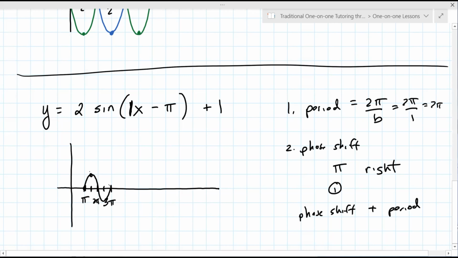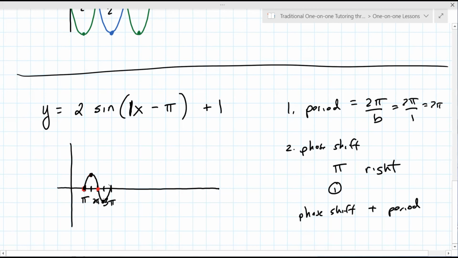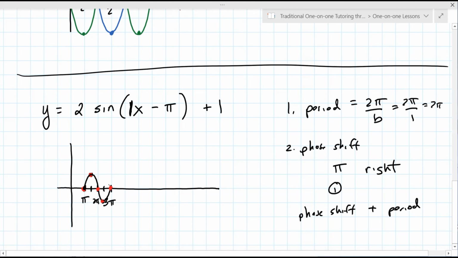So there's this point here, and there's this point here, but there's actually 5 of them. Let me do it in red again. That was good. There's that left bound. I don't know why these aren't coloring in right. You need 5 points for each period.